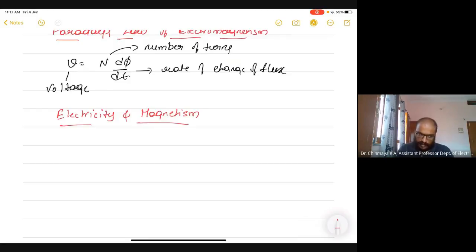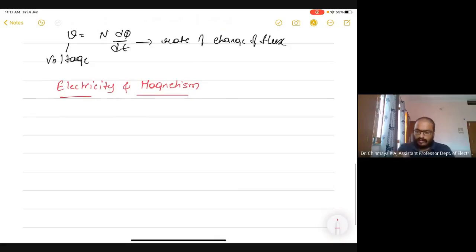You know that the SI unit for current is the ampere. This is given in the name of Andre Marie Ampere, a French scientist, on whose name we have this law, Ampere's law.